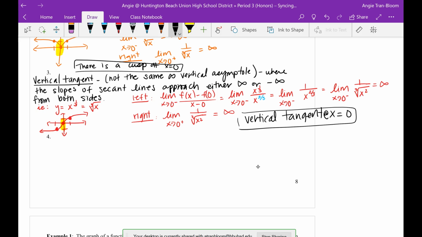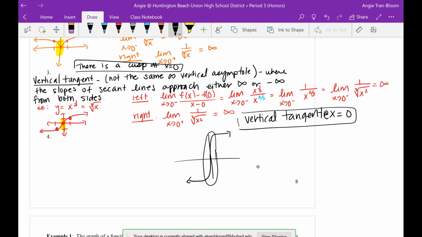So what's happening is that as you get closer, if I was to zoom in, and if you have a calculator zoom in, at x equals 0, the line is like this, super straight in that way. Okay. That's if you were to zoom in on a graphing calculator.